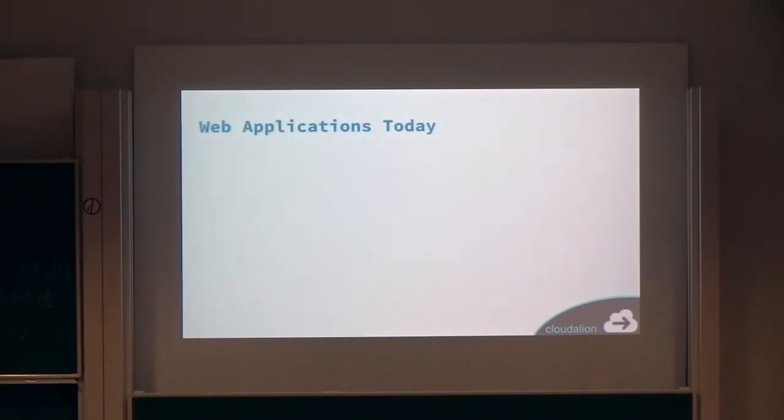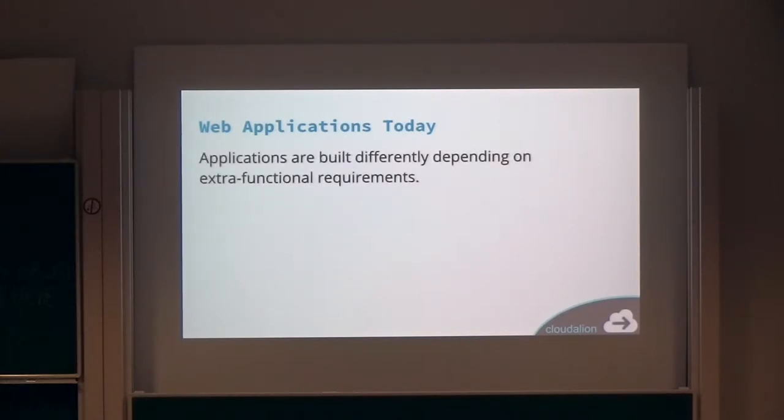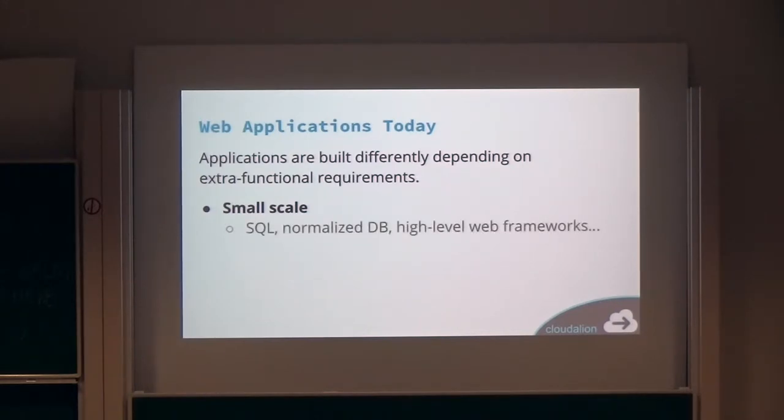How do I know that these things are tangled? Well, that's because the design of a web application relies heavily on the extra-functional requirements. For example, take a small scale application. A reasonable design will include a relational database, which will be normalized, so no redundancy in the data, and will use a high-level web framework, something like Ruby on Rails.